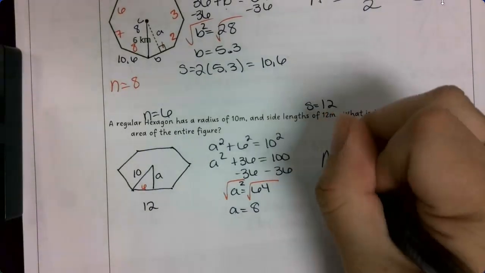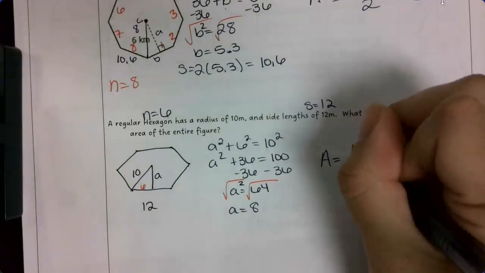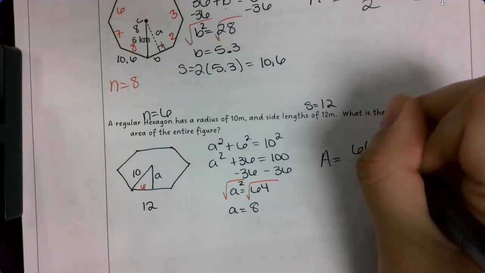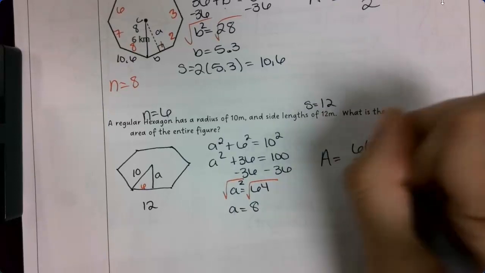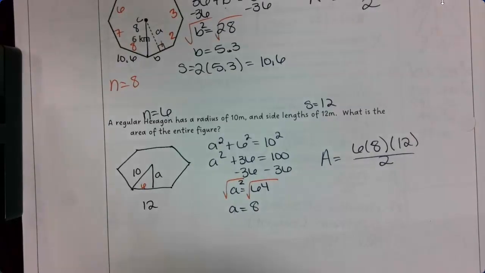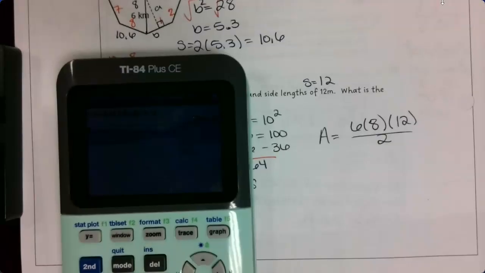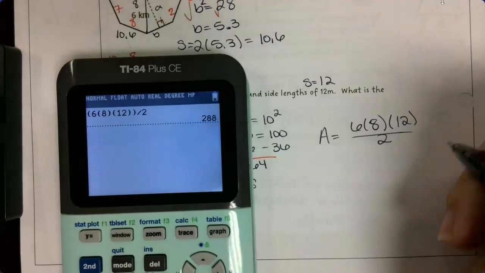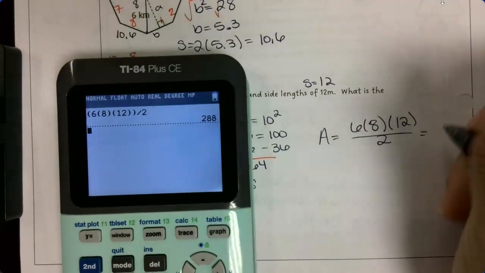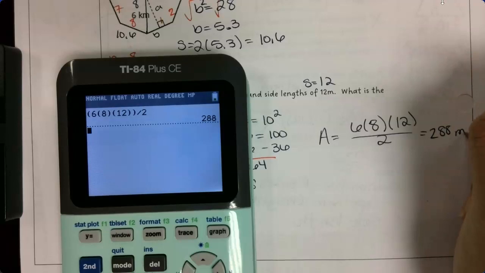So plugging into my formula, I have my number of sides, which is 6, my apothem, which is 8, and my side length, which is 12. Divide by 2. Gives me 288, and this one was meters. So meters squared.